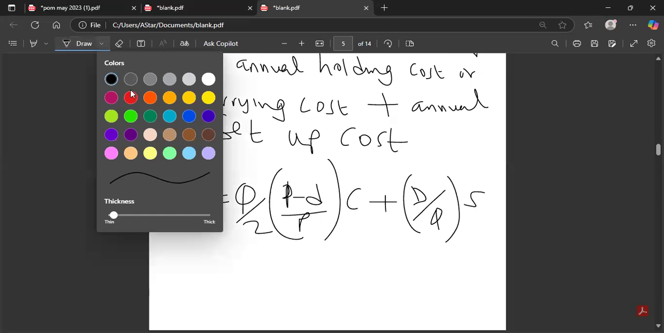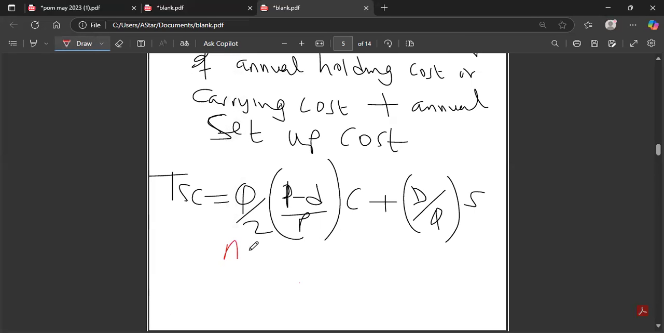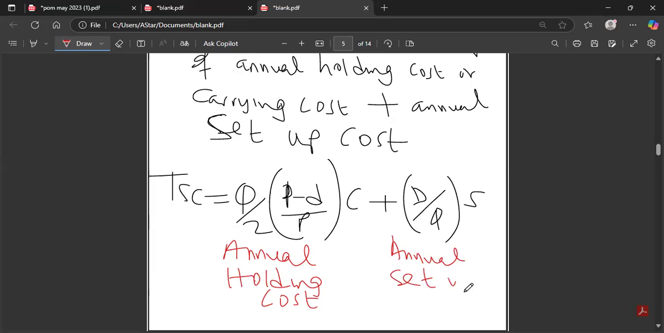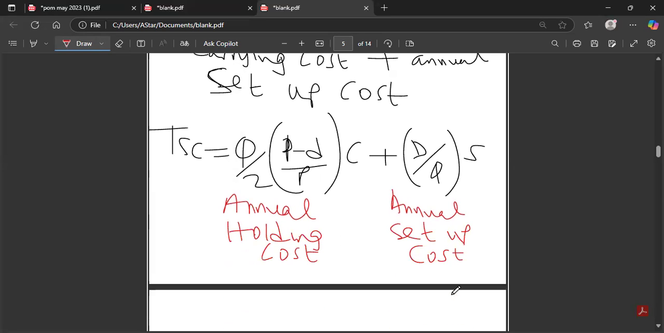So this one is called annual holding cost. This is the annual setup cost. Okay, I'm sure you're with me, right? Can I scroll up or down for you to write what you want to write? I think I'm okay.